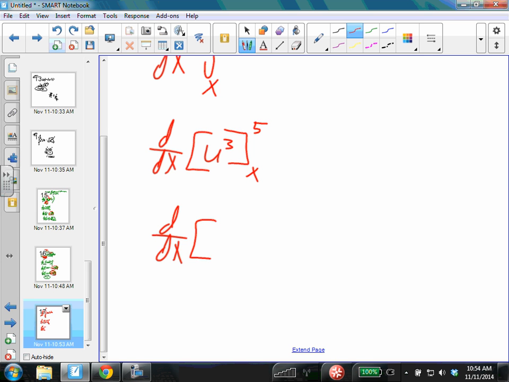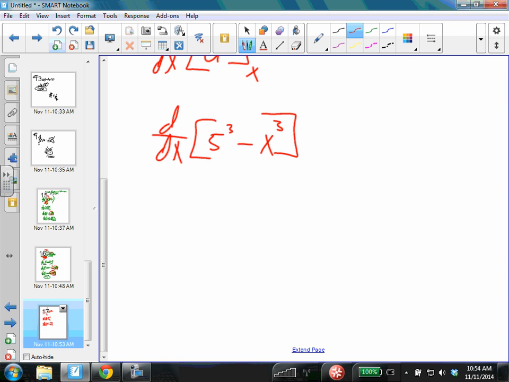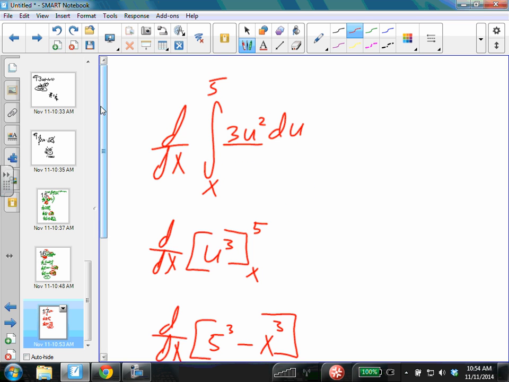So now what do I plug in first whenever I go to evaluate? The 5. So this is 5 cubed minus x cubed. Now if we take the derivative of 5 cubed, what do we get? 0. And negative x cubed becomes what? Negative 3x squared.